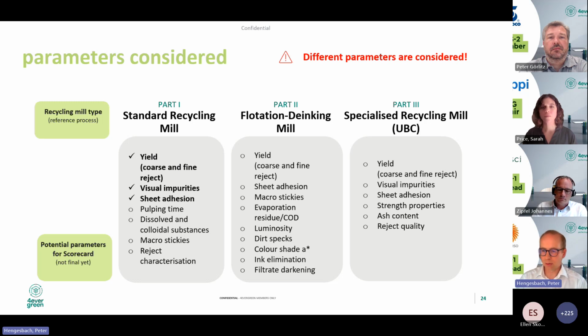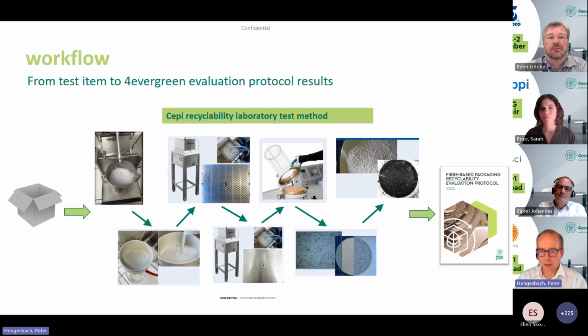And this is why we also include aspects describing this part of the fiber-based packaging, or the beverage carton in this case. So this is now a flow chart where I want to show you, as an example, how this evaluation protocol or the test is working in more detail. Just as an example for the standard mill: the standard mill is using this CEPI recyclability laboratory test method. And this is something I just want to run through with you very briefly, to show how it works.